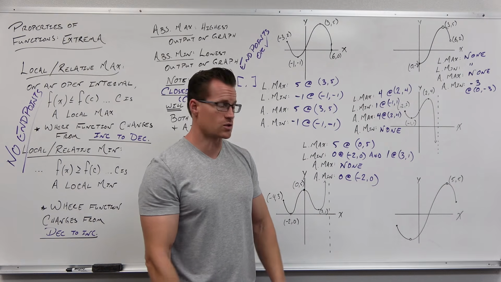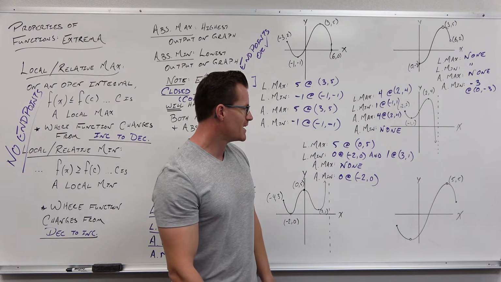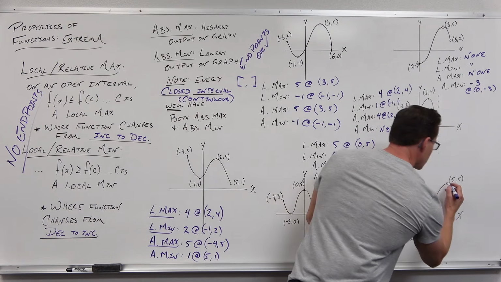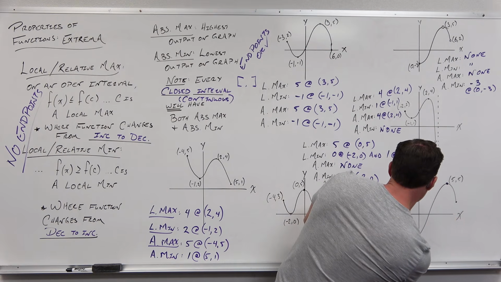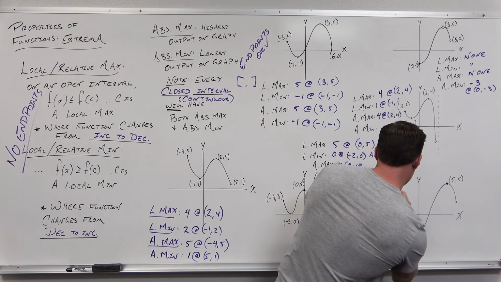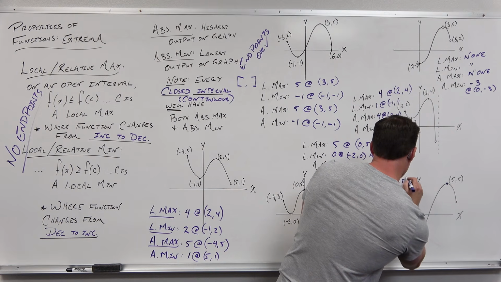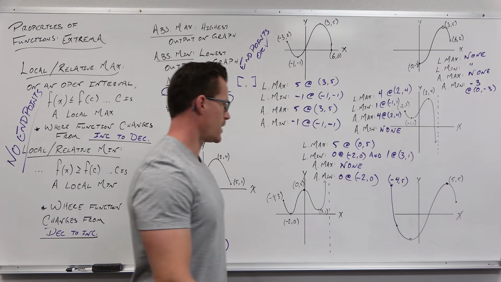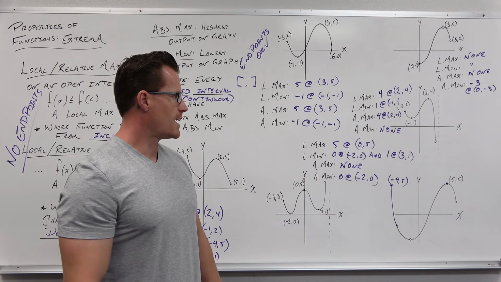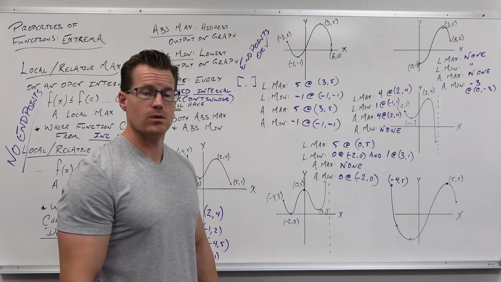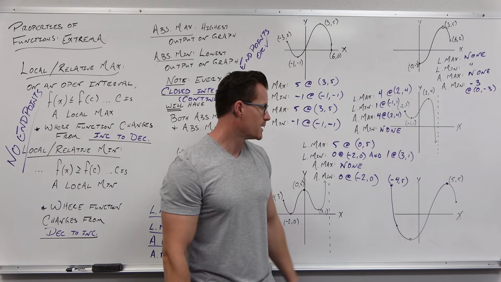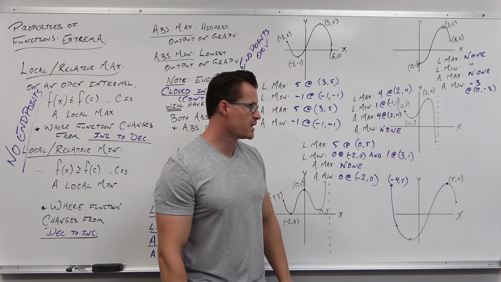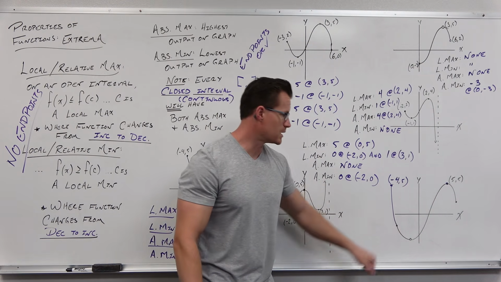Now let me change it just a little bit. Let's put that point there. Let's say that's -4, 5. Does this graph have a local max now? Yes. The local maximum is 5. It occurs at the point 5, 5. Does it have a local minimum? No. That point's still missing.